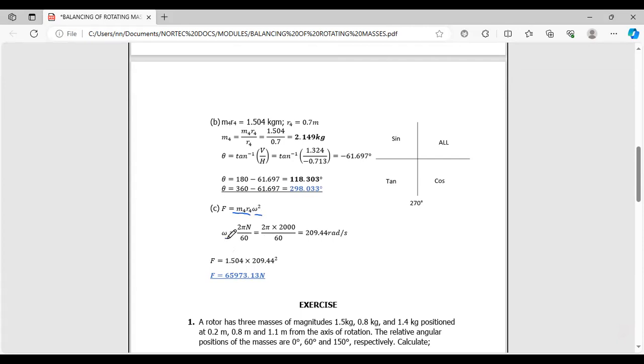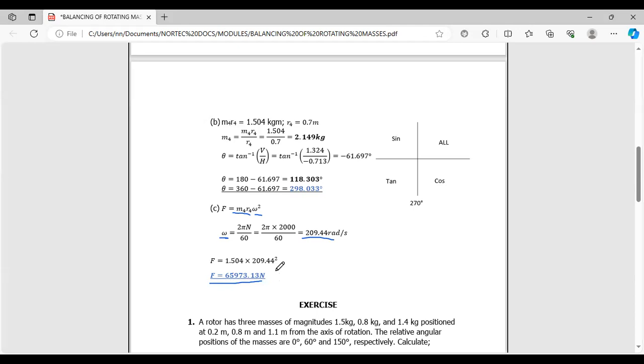And first, let's find this omega. To find the omega, it says 2 pi n over 60. So then we have 2 pi times 2000 divided by 60. And there you have it. Substituting back, M4R4 together are giving us 1.504. Then we multiply by the answer which we just have up there, which is 209.44 squared. Once again, taking this through your calculators, it has to give you 65,973.13 newtons.